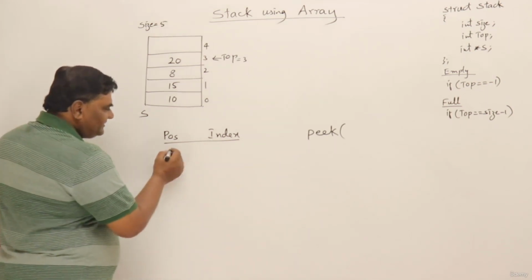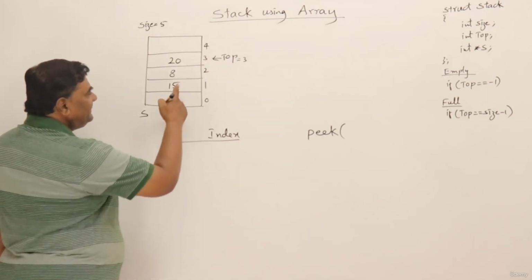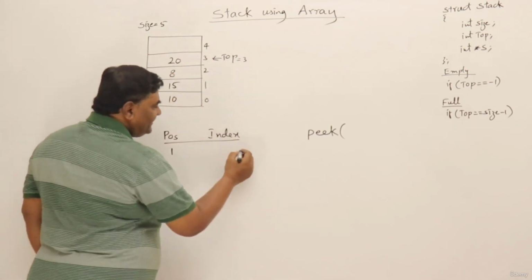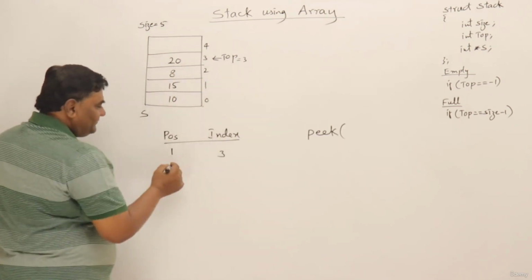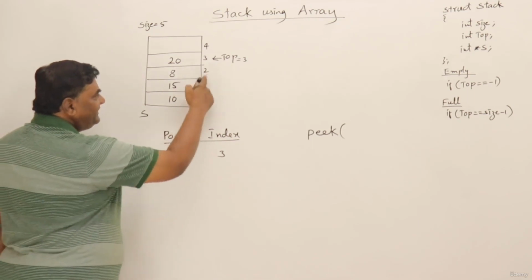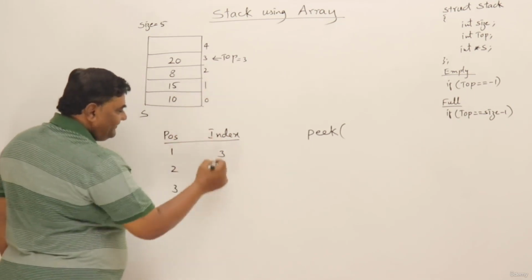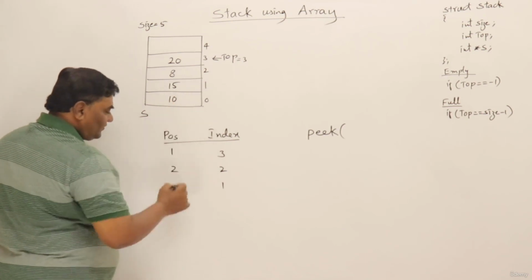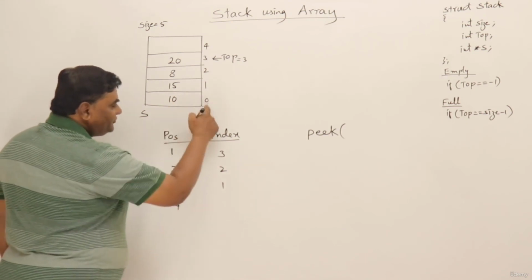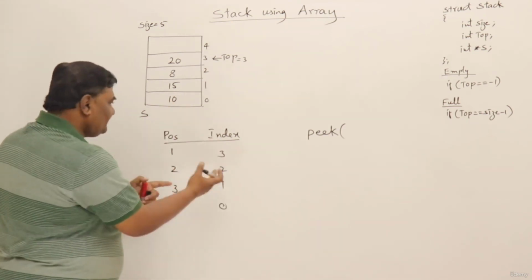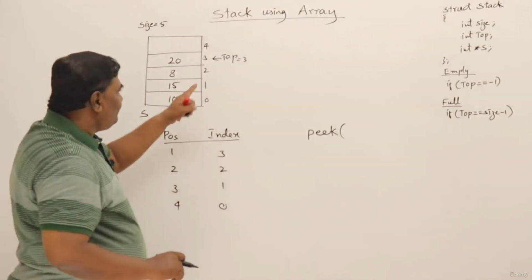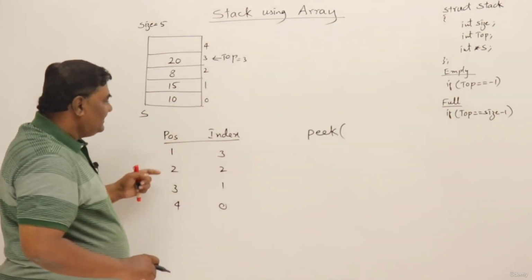If I say position as 1, then what should be the index? 3. It should be 3. If I say position 2, then what should be the index? 2. If I say position 3, then the index should be 1. If I say position 4, then the index should be 0. How can I obtain this? I think this top pointer can help me to find out the indices.